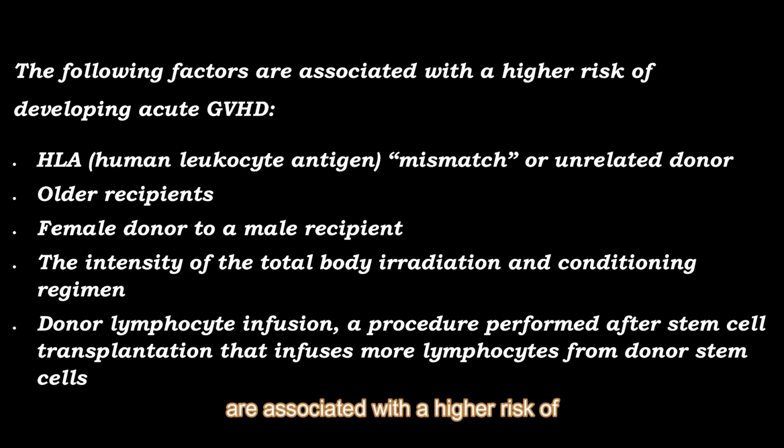The following factors are associated with a higher risk of developing acute GVHD. HLA mismatch or unrelated donor. Older recipients. Female donor to a male recipient. The intensity of the total body irradiation and conditioning regimen. Donor lymphocyte infusion, a procedure performed after stem cell transplantation that infuses more lymphocytes from donor stem cells.